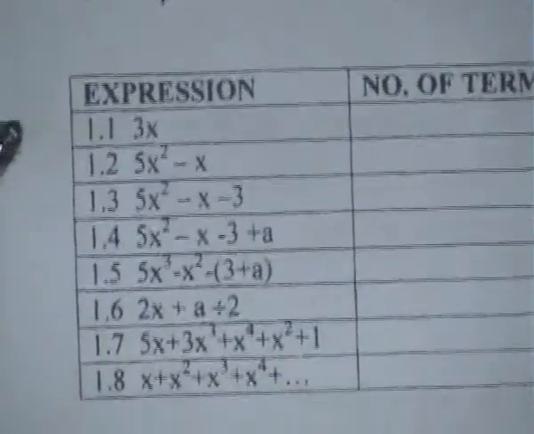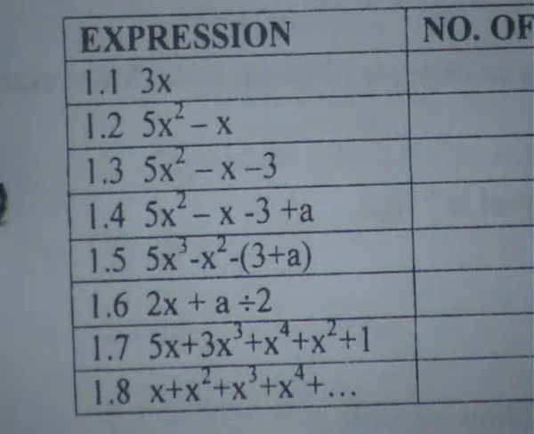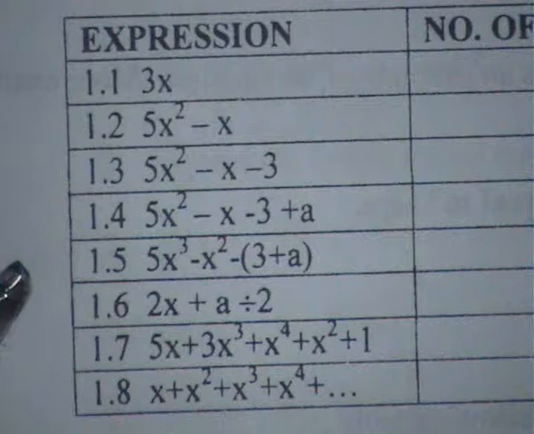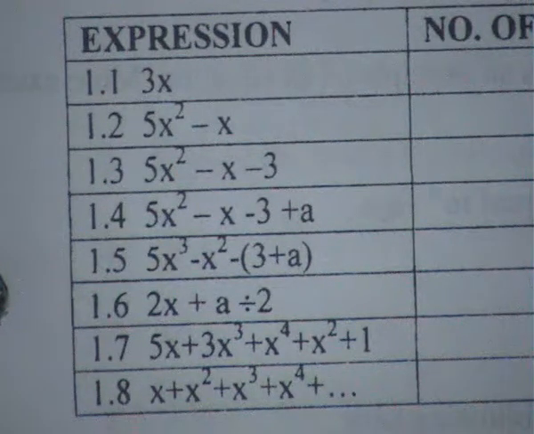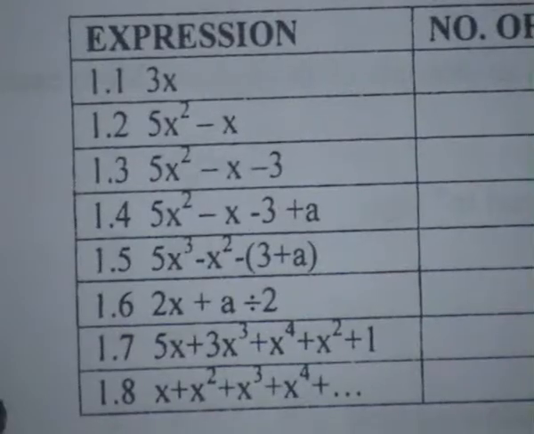1.1, 3x. 1.2, 5x squared minus x. 1.3, 5x squared minus x minus 3. 1.4, 5x squared minus x minus 3 plus a. 1.5, 5x cubed minus x squared minus open bracket 3 plus a close bracket. 1.6, 2x plus a divided by 2. 1.7, 5x plus 3x cubed plus x to the 4 plus x squared plus 1. 1.8, x plus x squared plus x cubed plus 3 dots, which means that it continues and there are a number of terms after x to the 4.